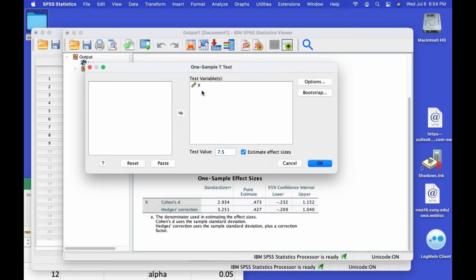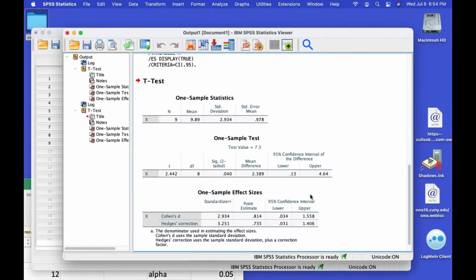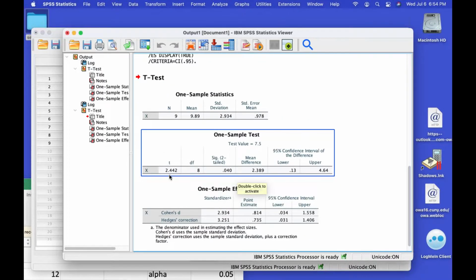What am I doing? I'm comparing the mean for this sample to the mean of another known population. Click OK, and this time my t-value comes up to be 2.42. My degrees of freedom is 8. My significance is 0.04. There's only a 4% chance we would get this big a difference if the null hypothesis were true, and these two means had come from the same population.